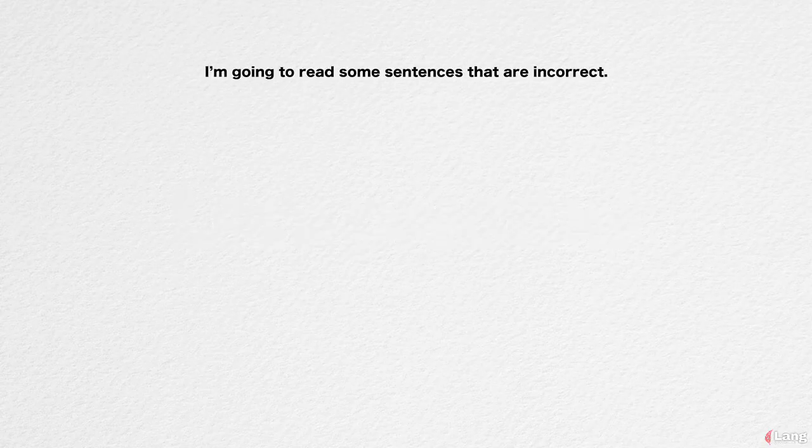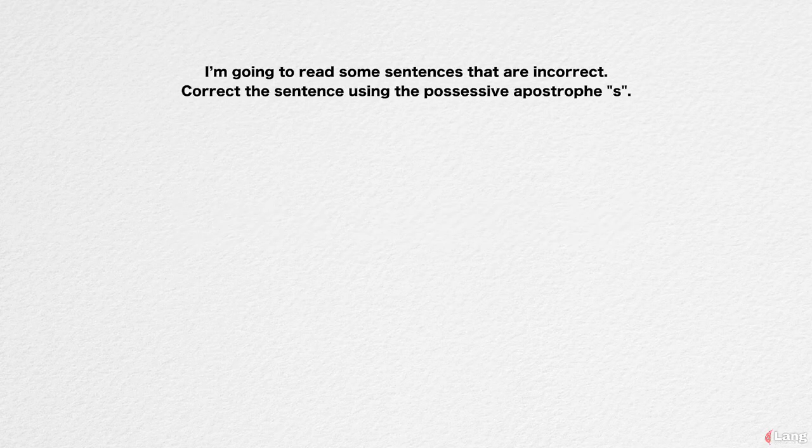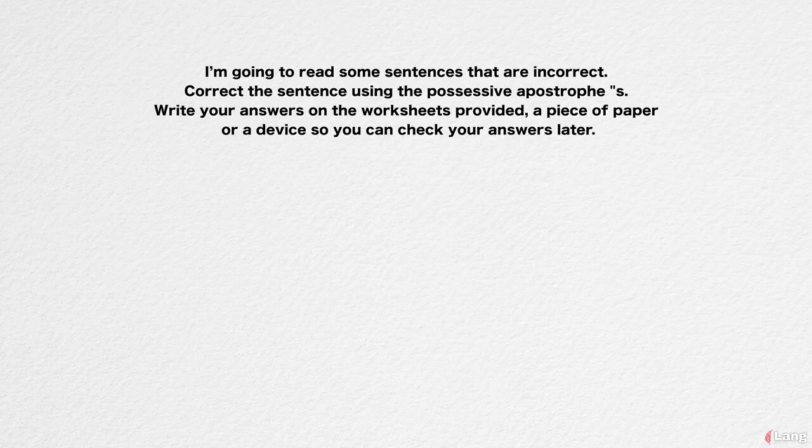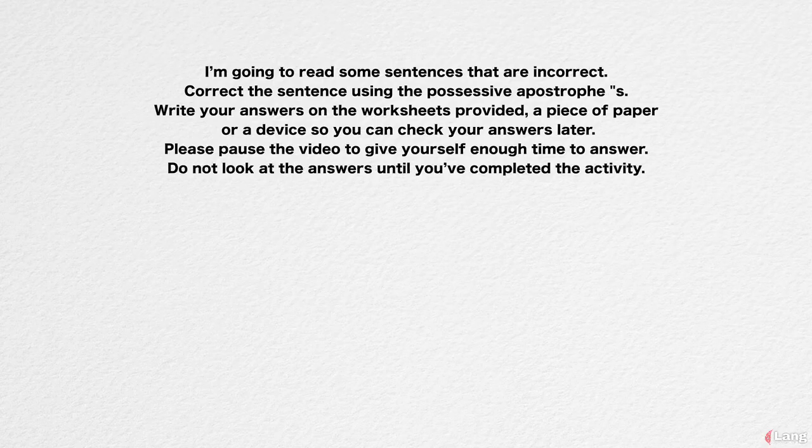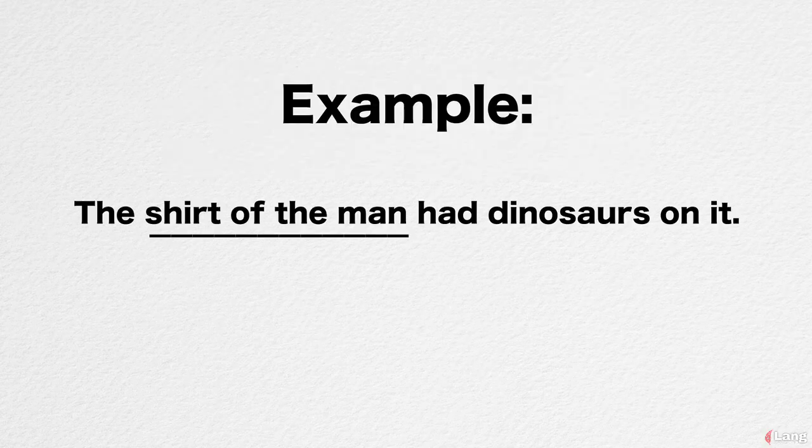Now let's practice what you've learned in Grammar Activity 2. I'm going to read some sentences that are incorrect. Correct the sentence using the possessive apostrophe S. Write your answers on the worksheets provided, a piece of paper or a device, so you can check your answers later. Please pause the video to give yourself enough time to answer. Do not look at the answers until you've completed the activity. Here's an example for you. The shirt of the man had dinosaurs on it.